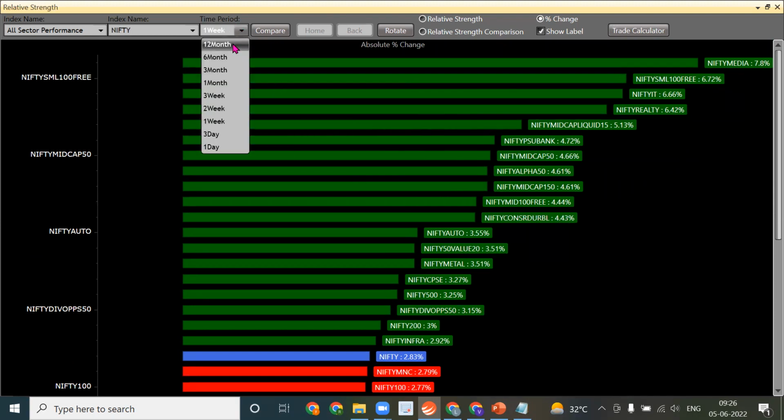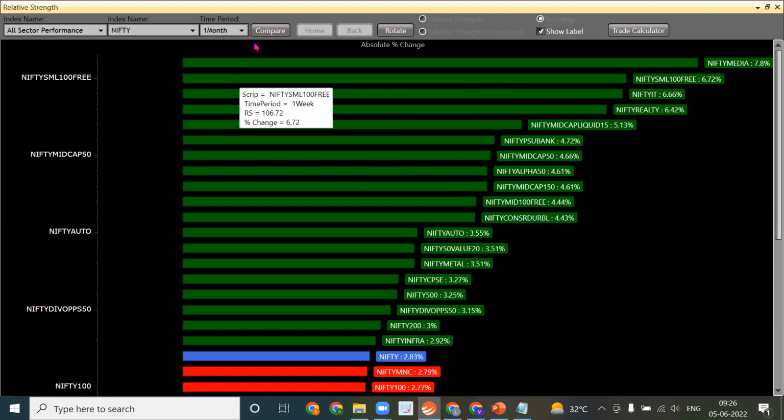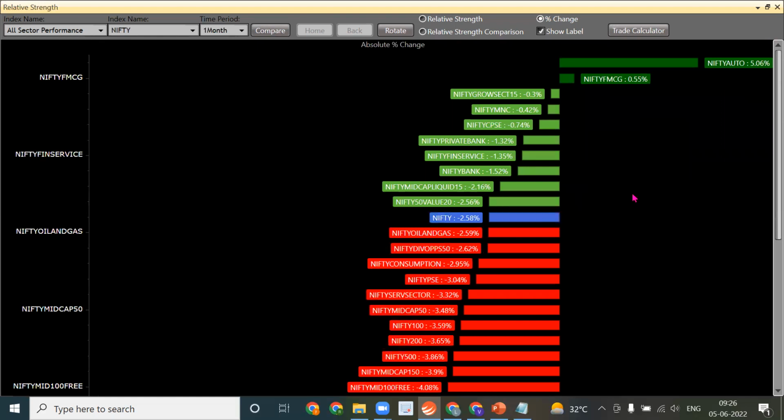In a 1 month period, we can see it will be negative. The May month was bad. Auto and FMCG were up by 5.06 and 0.55%. Rest, if you see all this, Nifty was minus 2.58% in the 1 month period. So May was bad.